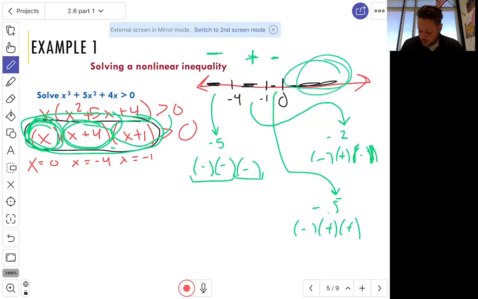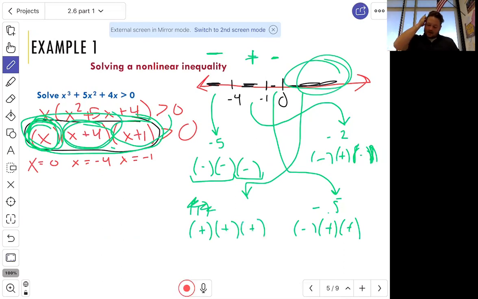I'm going to pick 1 because it's an easy number. So 1 is positive, so plugging in for that is just going to give me a positive. 1 plus 4 is 5, and that's positive, and 1 plus 1 is 2, and that's positive. So a positive times a positive times a positive is a positive. So there is my sign chart. Negative, positive, negative, positive. Now I need to put those answers in interval notation.